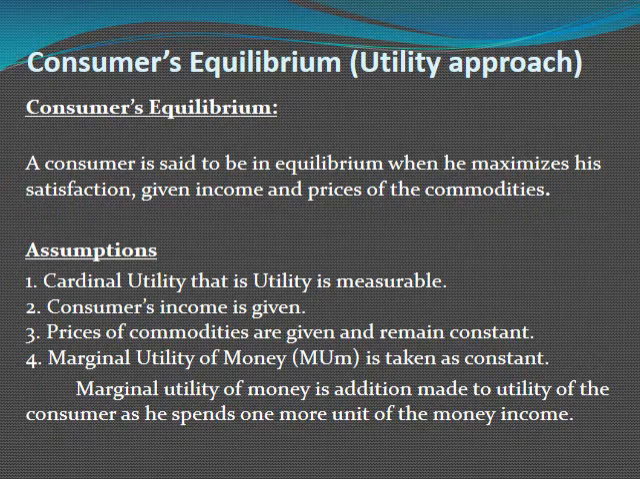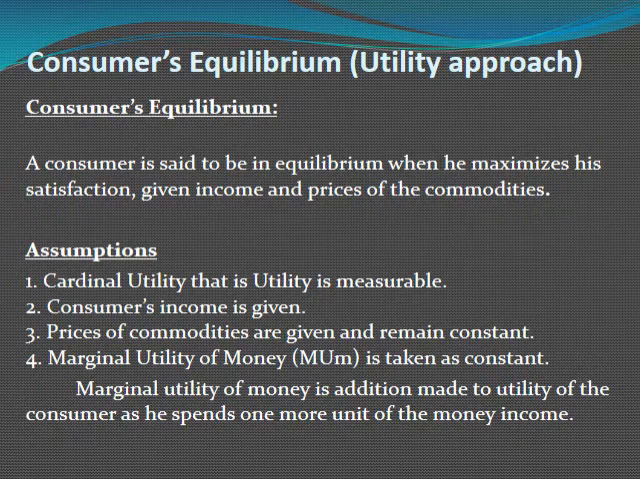We purchase food because that food satisfies our want and provides us satisfaction. So when we talk about consumer's equilibrium, a consumer is said to be in equilibrium when he maximizes his satisfaction given his income and the prices of the commodities. Remember, two things are given: his monetary income is given, and the prices of commodities are also given. So consumption depends upon the income and the prices of the commodities.